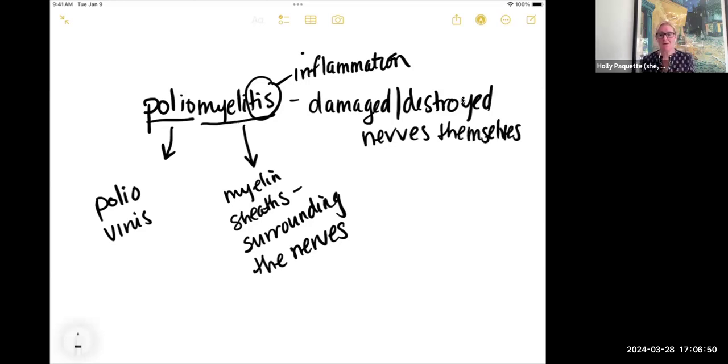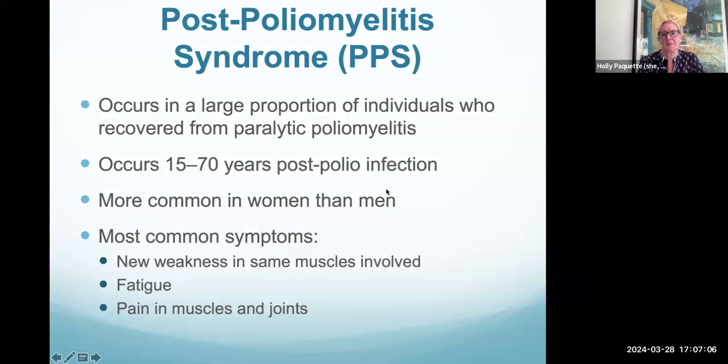So what we saw with this post-poliomyelitis syndrome, and again, basically after the destruction of some of these nerves, is we saw this syndrome that often will follow people for their entire life. So I'll go back to the slides and go over what we would see. As I said, this occurred in a large proportion of those individuals who recovered from that paralytic poliomyelitis. But usually what we saw was 15 and even up to 70 years after their infection, we would see some symptoms.